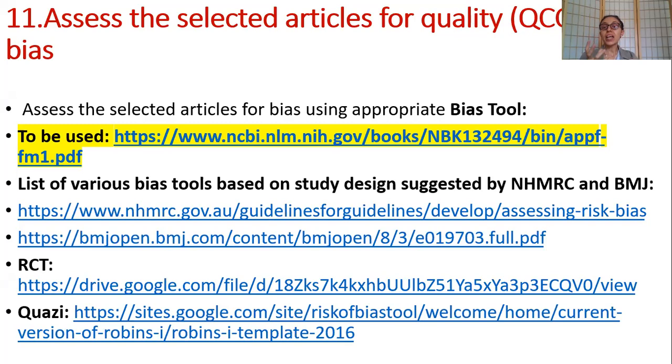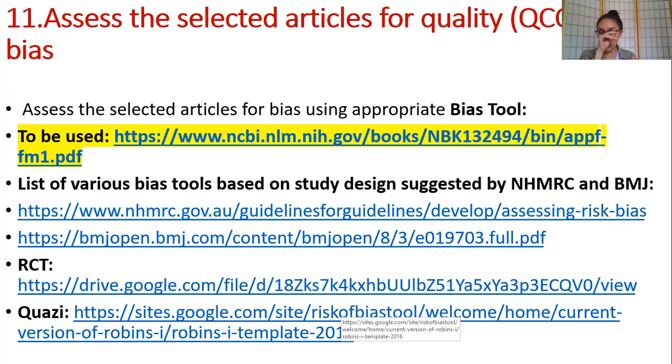Now also be mindful, there are other tools which combine bias assessment with quality criteria checklist. Okay, so they may be an amalgamation of both. If they are an amalgamation of both, where they are checking for bias and they are checking for quality, then you do not have to do a separate quality criteria and separate bias assessment. You just have to do the one, which is most relevant in your field. That is something you have to ask your supervisor.